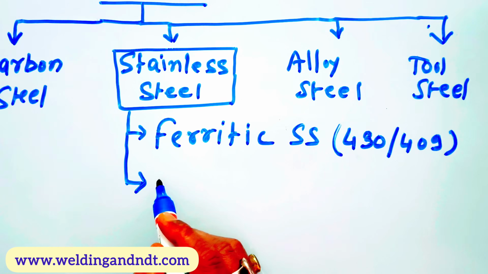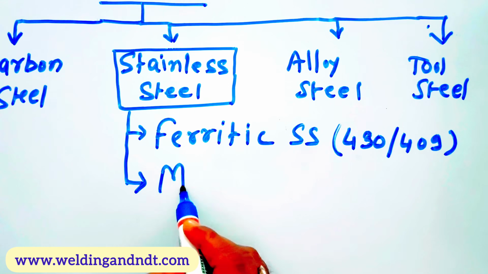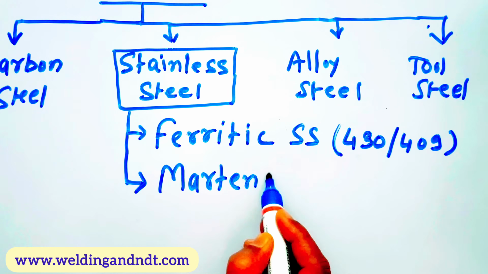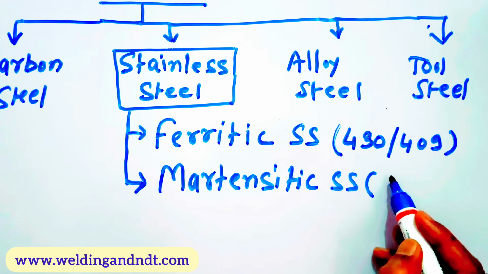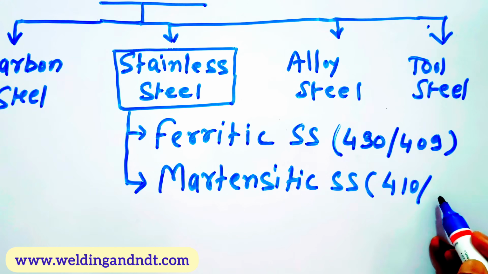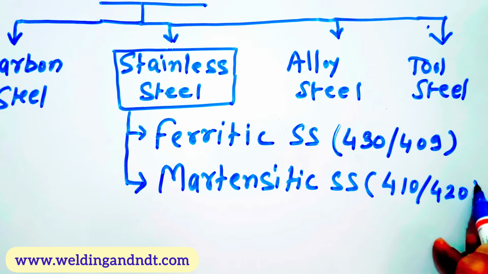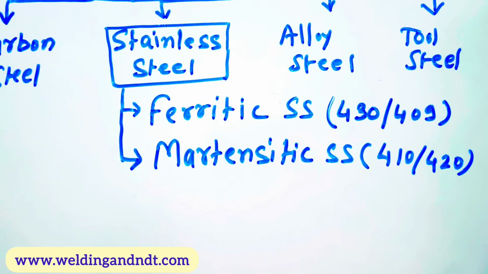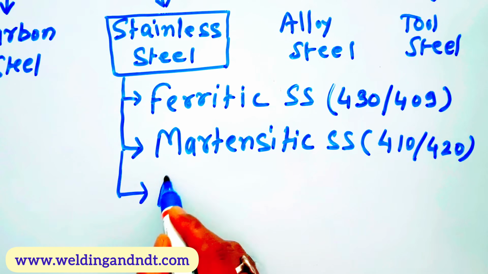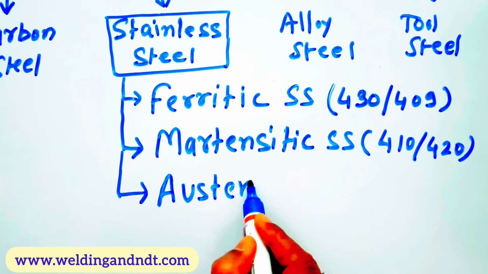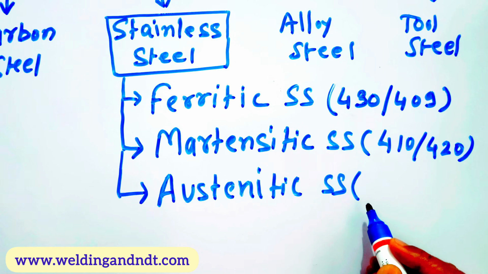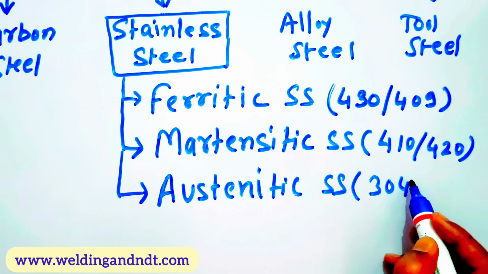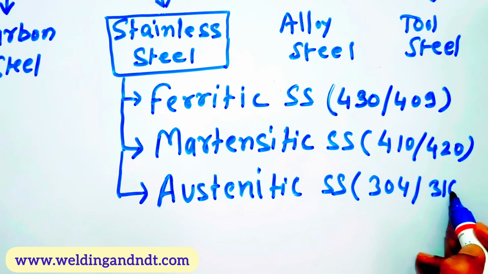Then the second stainless steel is martensitic stainless steel, and in martensitic you have SS410 and SS420. So 410 and 420 falls into martensitic stainless steel category. Then the third one is austenitic stainless steel, and in austenitic stainless steel you have SS304 and SS316.